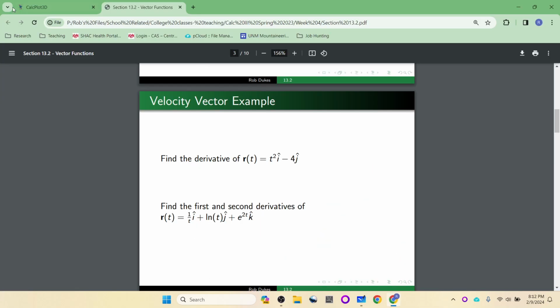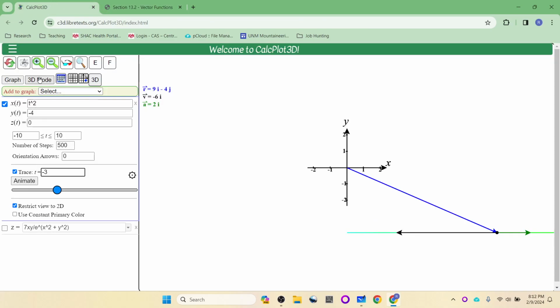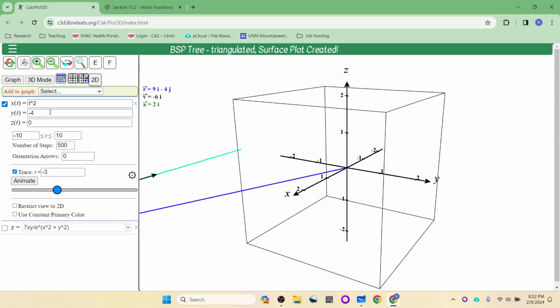So let's graph this one. I want to see it's a 3D, so I'll have to switch to 3D mode. So let's type this in here. It's 1 over t for i, and for j it's ln of t. For k it's e to the 2t.